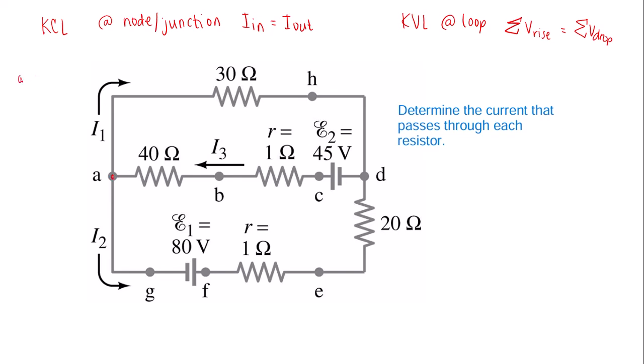So at node A, we need to determine the current passing through each resistor. The entering current is I3, based on the circuit given. This is equal to I1 plus I2. This is our first equation.